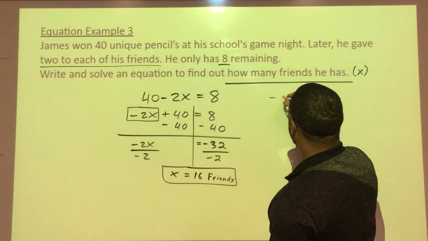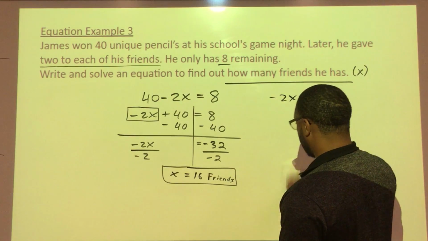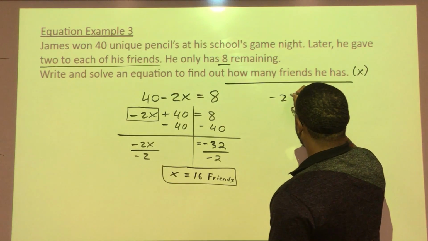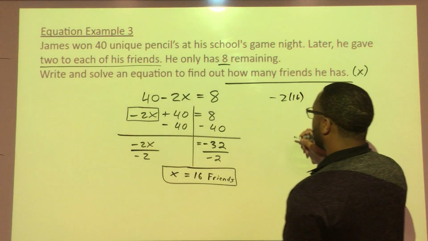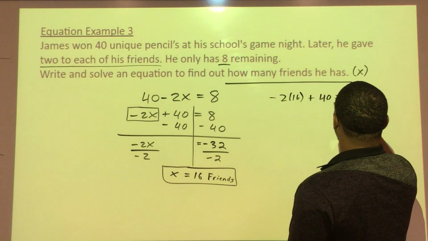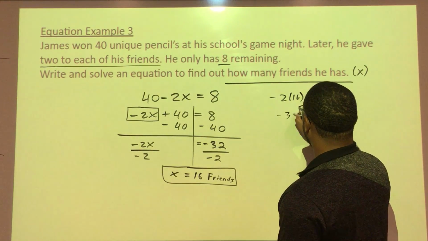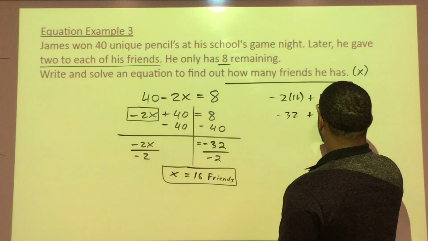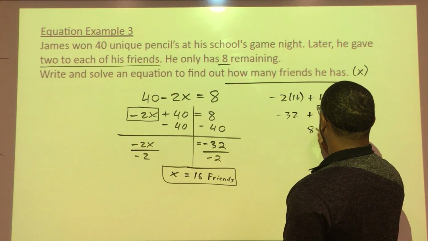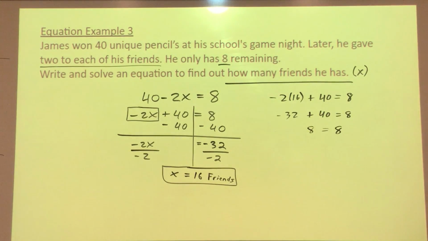Now, if I want to double check it, I can go and plug this number into either form, but let's go with the form that I used to solve it. So negative, instead of x, let me replace that. Instead of x, I'm going to plug in 16, add 40, and see, does that give me 8? Negative 2 times 16 is negative 32. And negative 32 plus 40 does give me 8. So I can say 8 equals 8. So I have solved this one correctly.